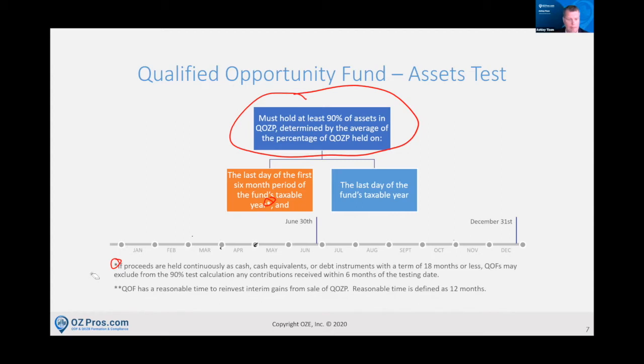So let's say you form your fund tomorrow, and you drop cash into it on the Ides of March, March 15th. You've elected that your fund began on March 1st, because it's got to be effective when you put your money into it. Now you go 6 months out. So you count out 6 months: 1, 2, 3, 4, 5, 6. On August 30th, that's your first 6-month testing date.